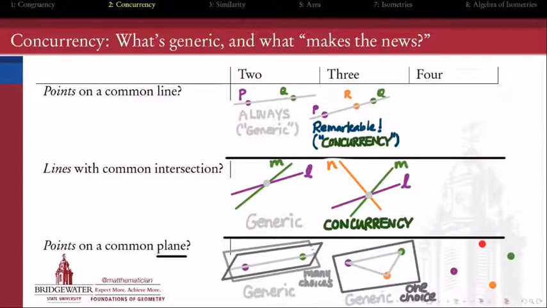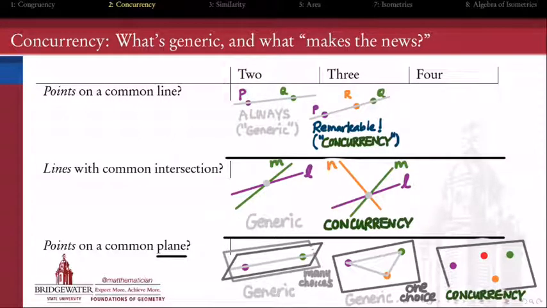If I situate 4 points inside of space generically, in general position, then those 4 points are going to determine a tetrahedron, a 3-dimensional object in the kind of the shape of a pyramid-like object, if you like. And probably it's not the case that all 4 of those points lie on a common plane. But if I somehow manage to get a miracle, and the 4th point lies in the plane determined by the first 3, that's a surprise. That makes the newspapers. That's a headline. That's a concurrency of these 4 points when those 4 points are coplanar.